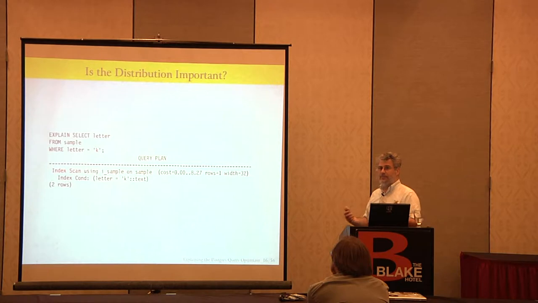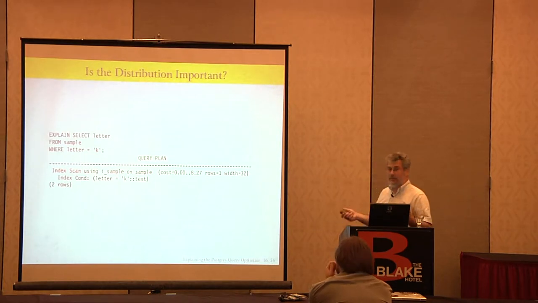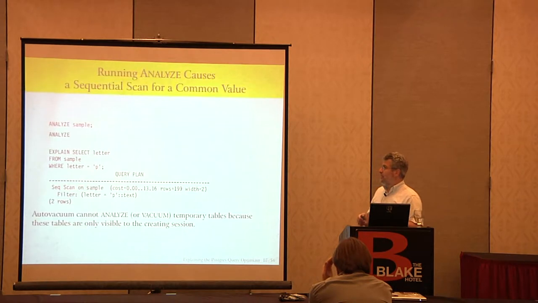Right now, basically, the optimizer is not impressing me. It doesn't really know how many rows are coming out. It thinks it's always one. It's always doing an index scan. Is this really, really great? No, it actually is terrible. And I'm going to explain why right here.